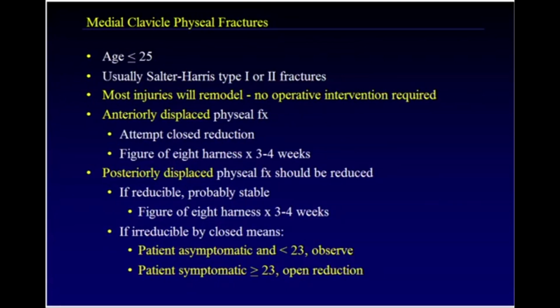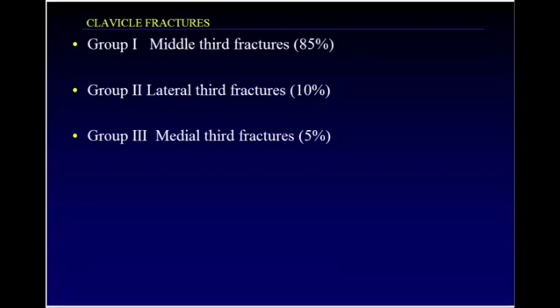Posteriorly displaced, you want to try to reduce those. If it's reducible, then it's probably going to be stable. Again, you can use a figure-8 harness. If it's irreducible, then age becomes an important factor. If the patient is less than 23, and again, you think that they have a physeal injury, then you would want to observe. If the patient is symptomatic and they're older than 23, then you would consider doing an open reduction in that situation.